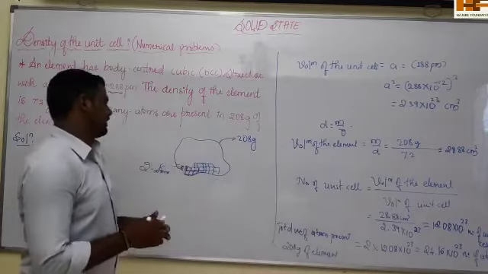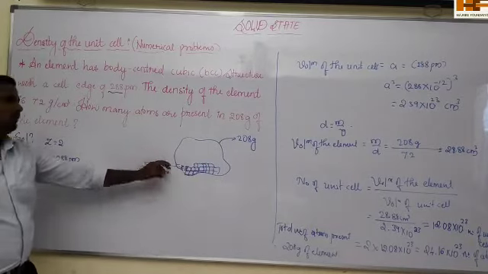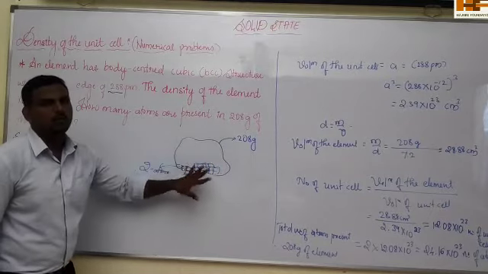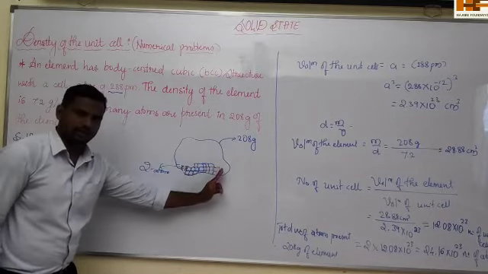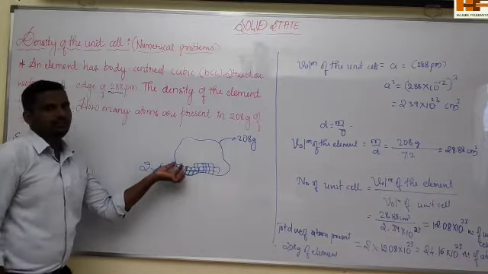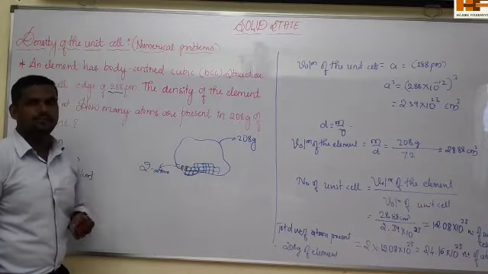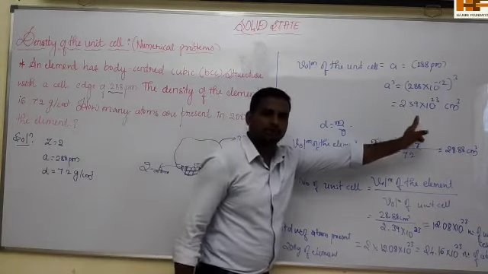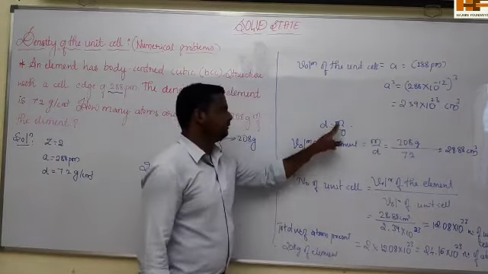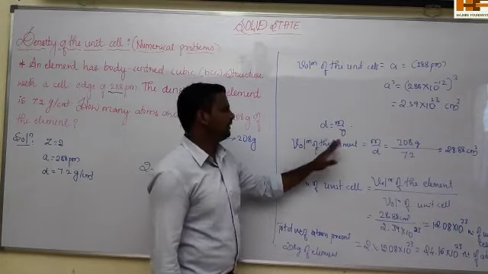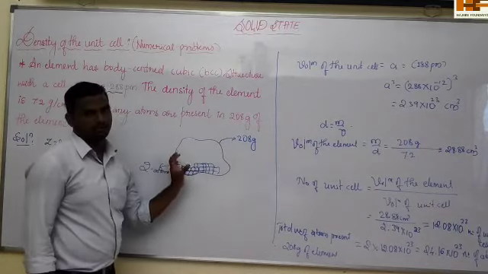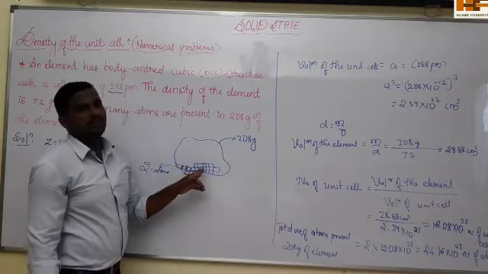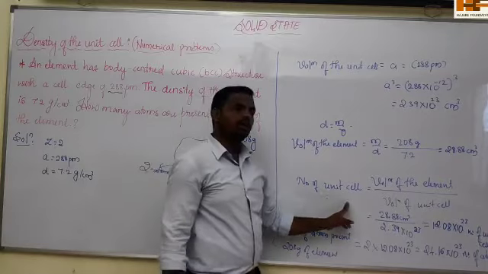Got it? Because they want the number of atoms present in the whole element. For that, first we should find out the volume of the unit cell. After that, by using the mass and the density, you can find out the volume of the whole element. Then the volume of the whole element divided by the volume of the unit cell gives me the number of unit cells.